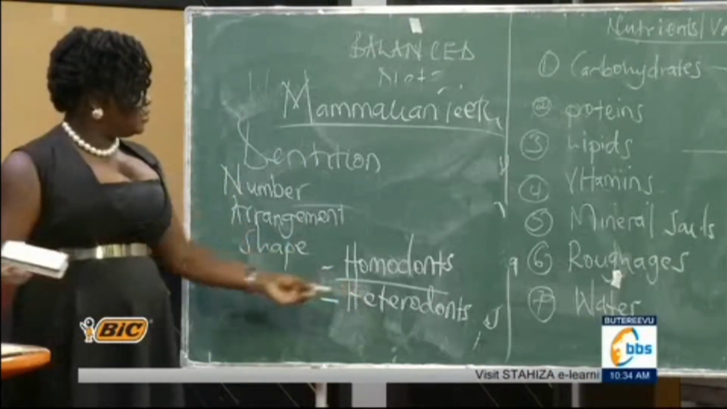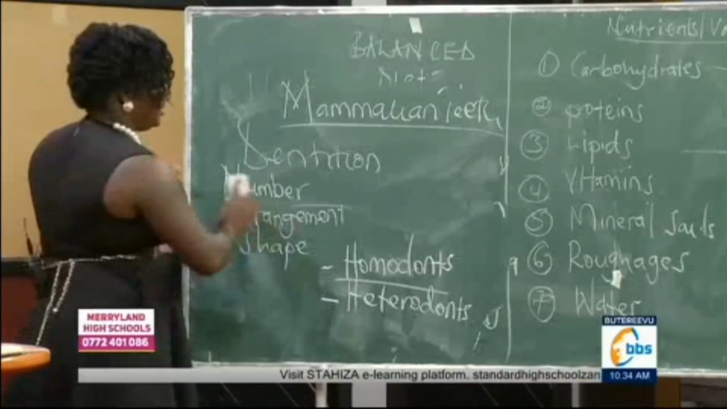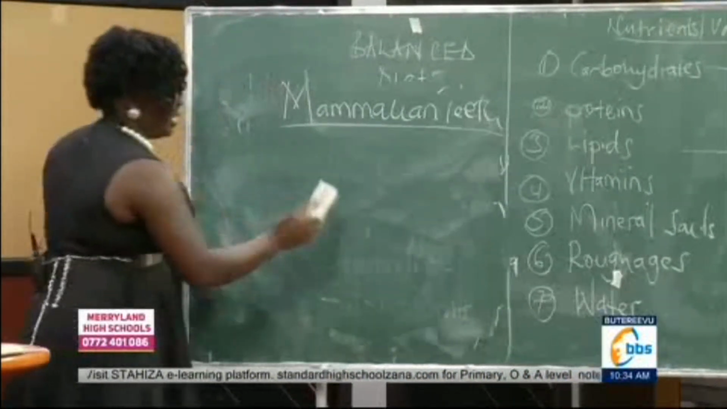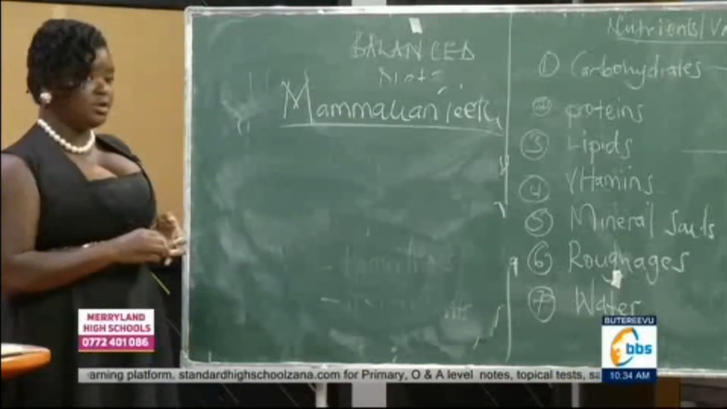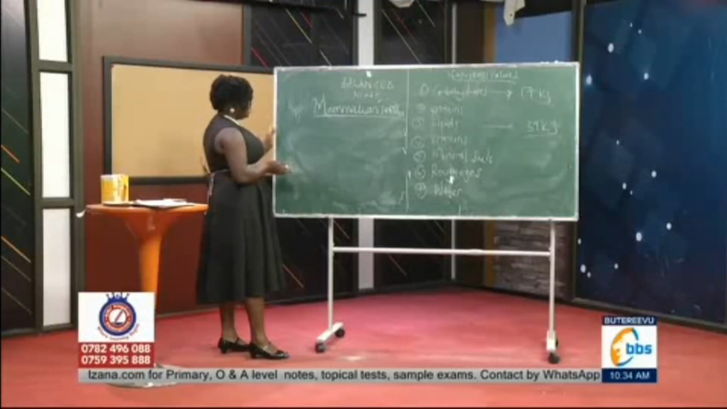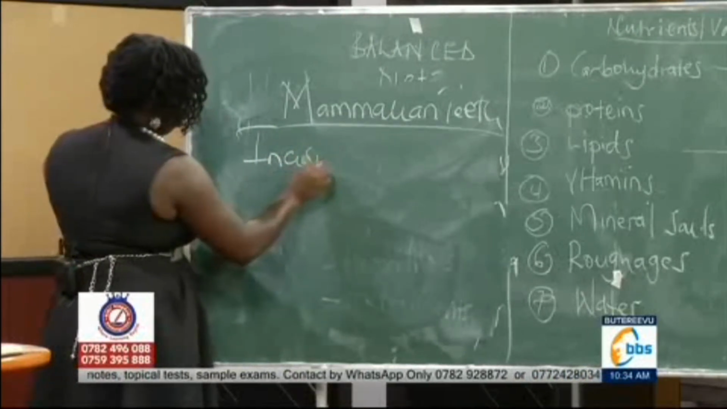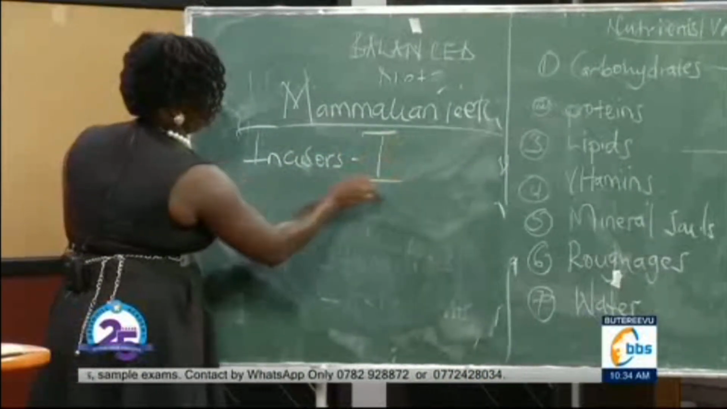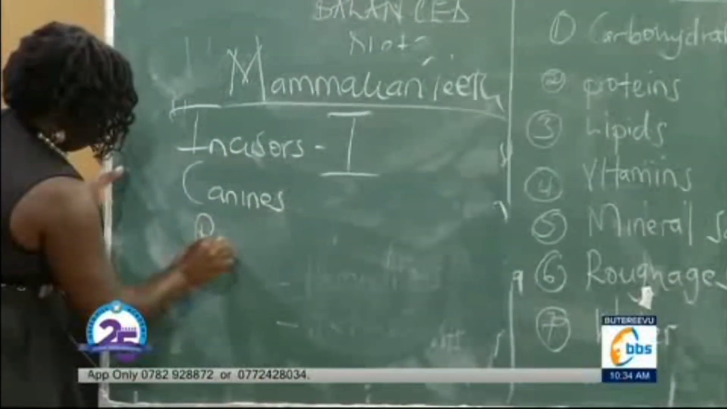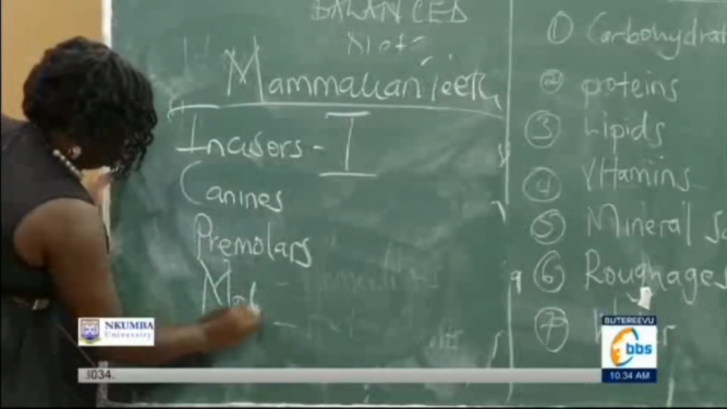So to throw more light on heterodonts, organisms such as mammals, me and you, and all the herbivores, the carnivores, the different types of teeth we have. In primary, your teachers have taught you this, so I will not dwell much on it. So we have 4 particular types of teeth. The first one being the incisors. I'll be abbreviating it with I. Then we have canines. Then we have premolars. And then we have, lastly, the molars.